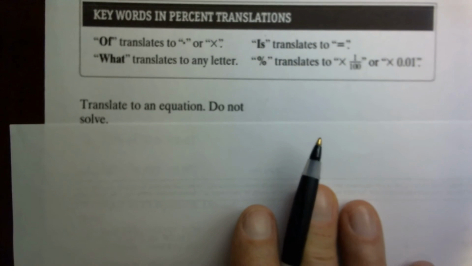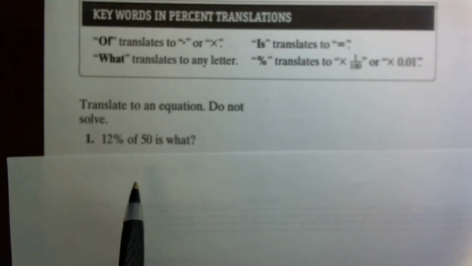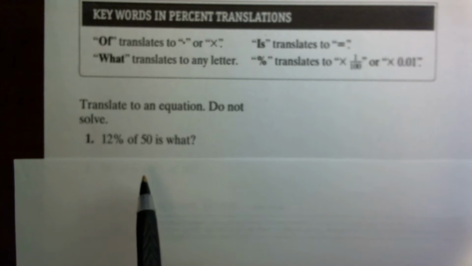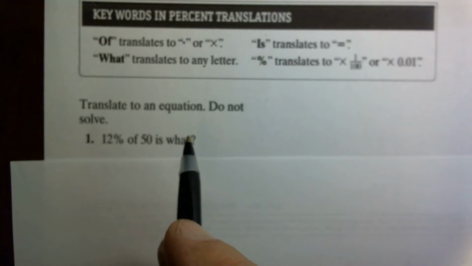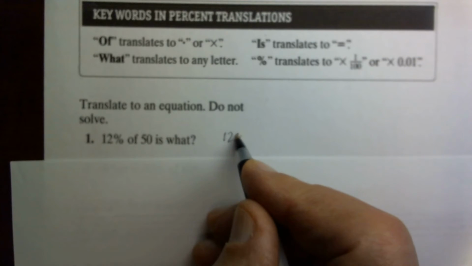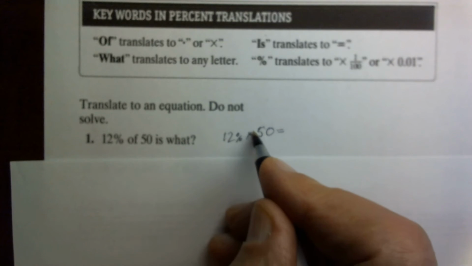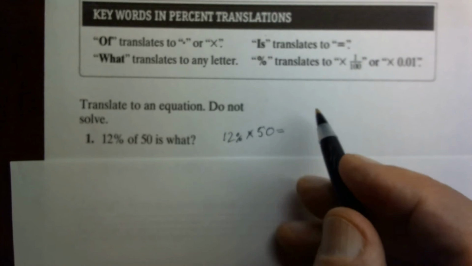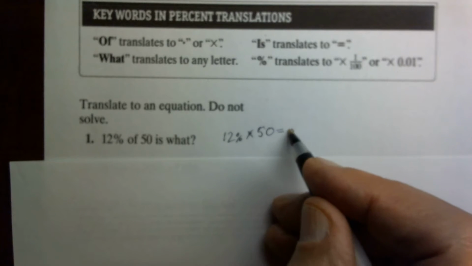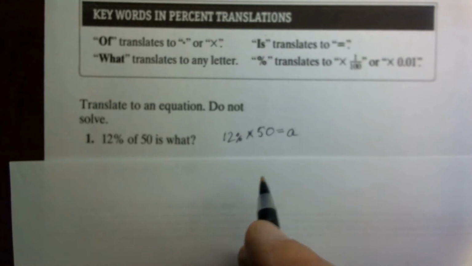For the following exercises, we are to translate to an equation, but do not solve. Number 1: 12% of 50 is what? Based on what we know, "of" translates into multiplication. That is 12% of 50 equals what? And remember, "what" translates to any letter. We can make the letter A. It could be B or X or Y, but we just choose it to be A. There's nothing special about that particular letter A that we're using in this example.